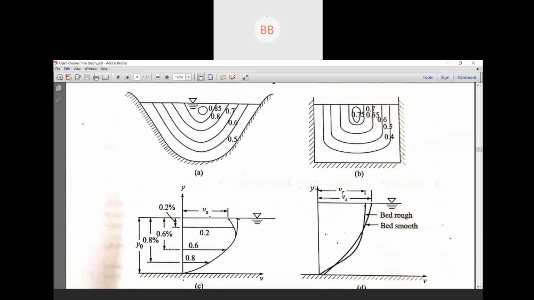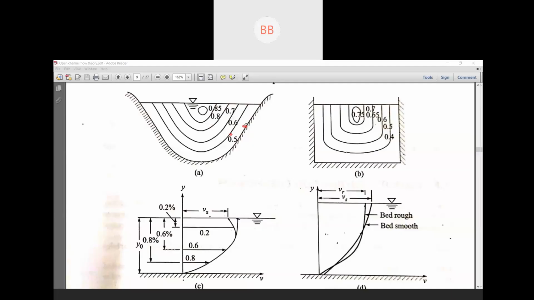If you see, these lines are nothing but your control lines, not for elevation but for velocity. This line belongs to 0.5 meter per second, and this one 0.678. As we already discussed, if you move from the boundary, from left to right or right to left, near the boundary it's always less, that is 0.5. At the middle it's always high, that is 0.85. So this is an example of how the velocity varies.